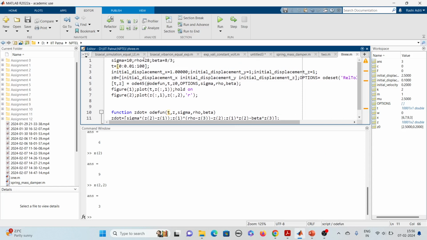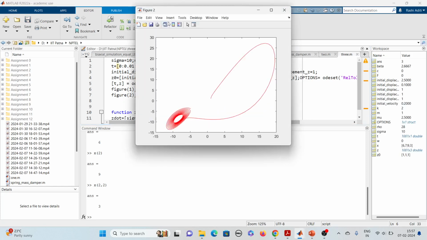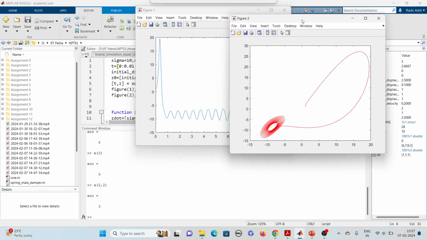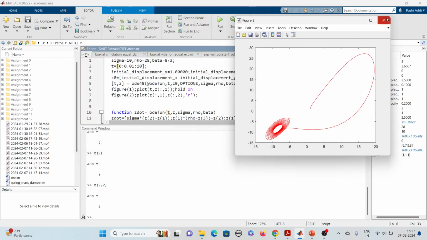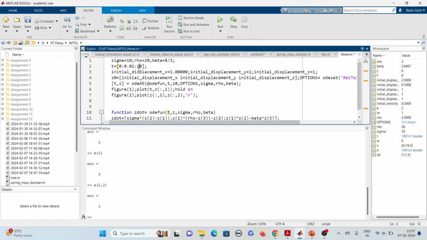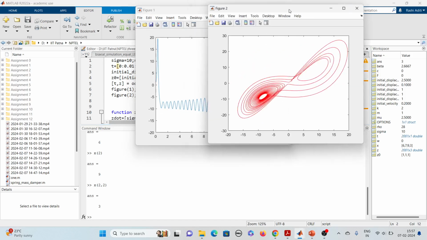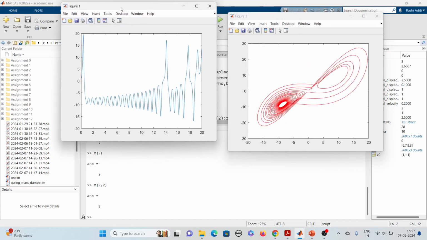Now I have defined sigma as 10, rho as 28, and beta as 8 by 3. Then I have defined time, first from 0 till 10. Then I want to know the system behavior for the initial displacement 1, 1, and 1. So I'll just run this code. Okay, so the behavior I get is like this. Let us take some more time, 20 maybe. The system is showing this kind of behavior, right?